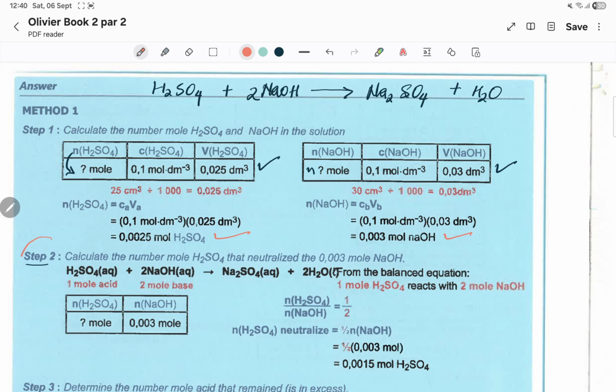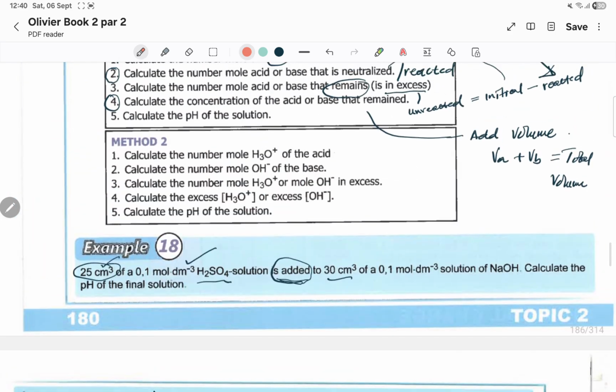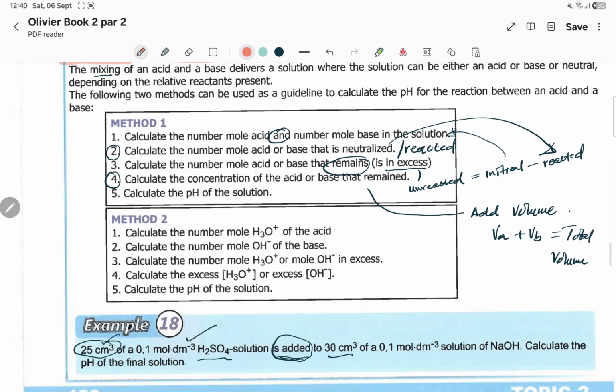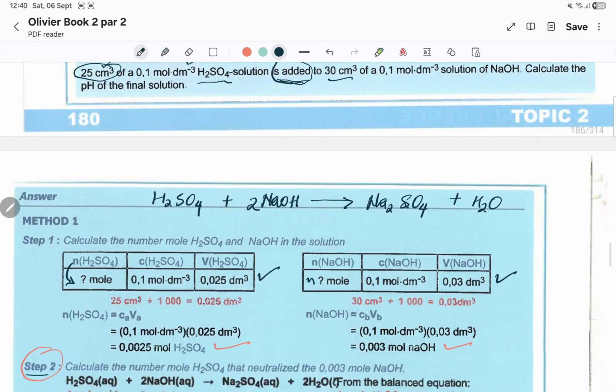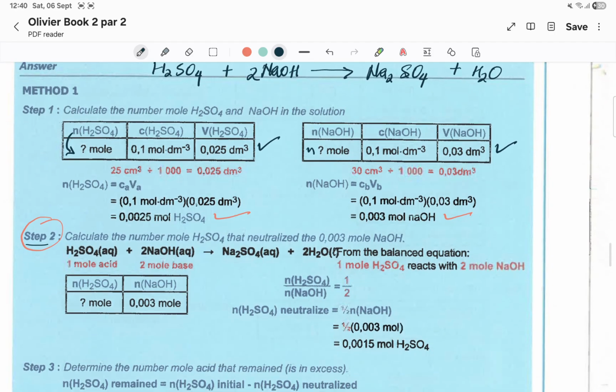So step number two: calculate the number of moles of acid or base. Now this is a big statement here. This is the acid or base that is neutralized, which is the reactant. How do you know that? Which one are you going to choose between the acid and the base? So we are going to check between the two which one is the limiting reactant.